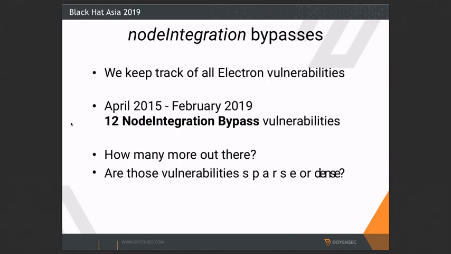And let's look at node integration as an example. We are tracking vulnerabilities on Electron since the beginning. There are 12 node integration vulnerabilities from the inception until February. That's when we made the count. And so the question is, and those are questions obviously we cannot really answer: are those vulnerabilities sparse or dense? How many more are out there? There are probably more out there. I do expect to see more node integration bypasses.